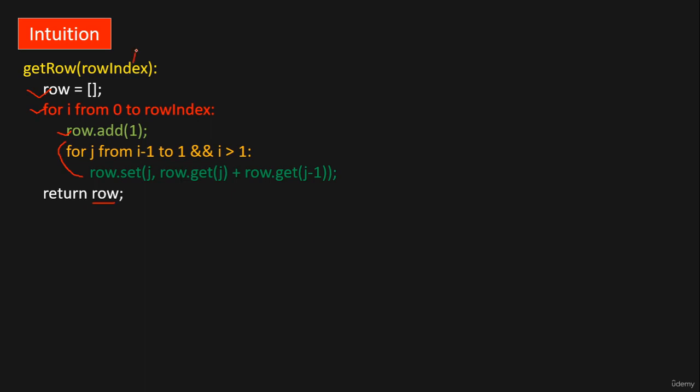If we're given row index equals 3, let's see how we can solve this problem. For row index equals 3, at index 0, we'll insert one element in this row. So let's insert 1 here. The inner loop will not execute. Then for index 1, we'll append 1 here. Let's append 1 here. And the inner loop will not execute because i is not greater than 1. Now i is 1. Then for the next iteration of this outer loop, we have index 2.